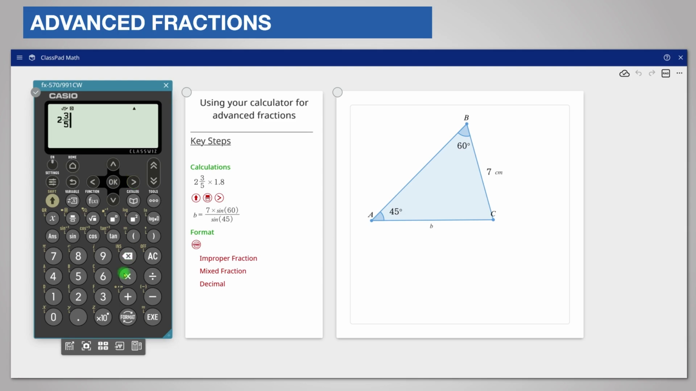Now multiply by 1.8. Press the execute key to complete the calculation. The answer is given as an improper or top-heavy fraction by default. If you wish to see the answer in a different fraction format, press Format and choose either improper fraction or mixed fraction as you want.